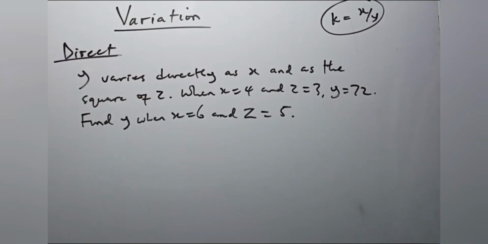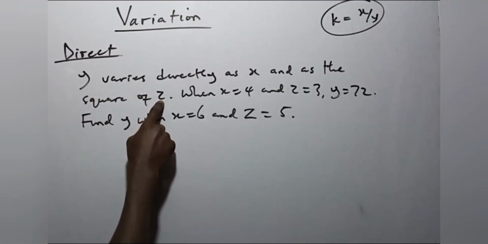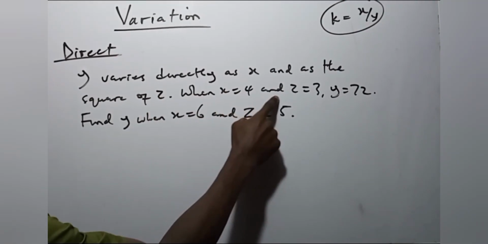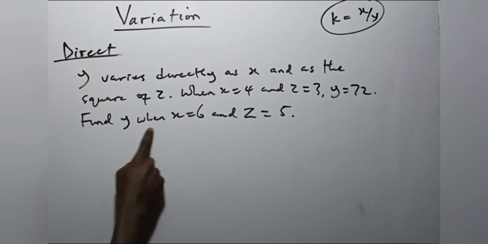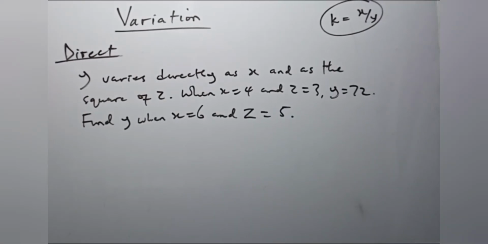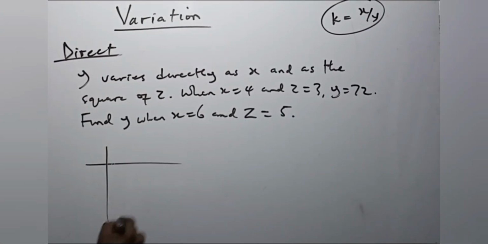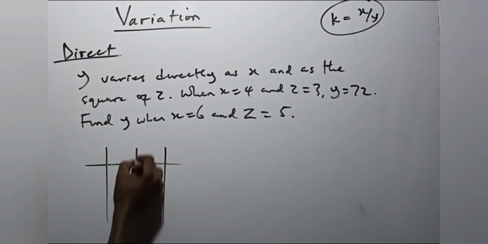Y varies directly as X and as the square of Z. When X is equal to 4 and Z is equal to 3, Y is equal to 72. Find Y when X is equal to 6 and Z is equal to 5. So look at this. We have 3 variables.